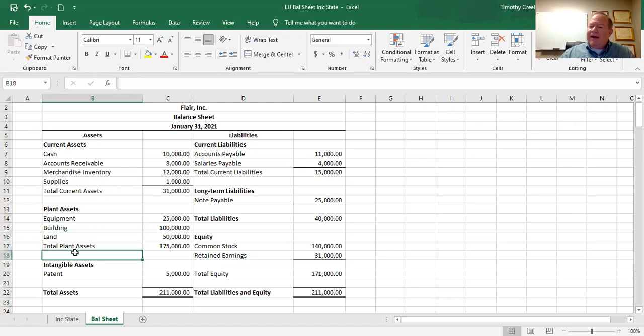Now, you also might have a section in here for long-term investments, which would be stock that's purchased in other companies. That also could be shown here as well. Stock or debt purchased in other companies. We'll talk about that a little later in the course.